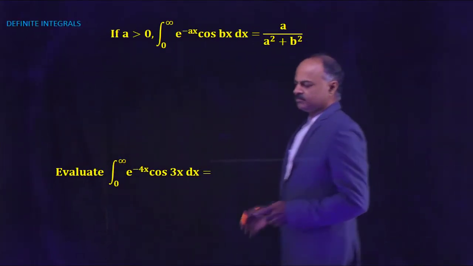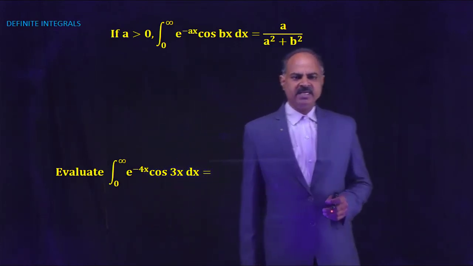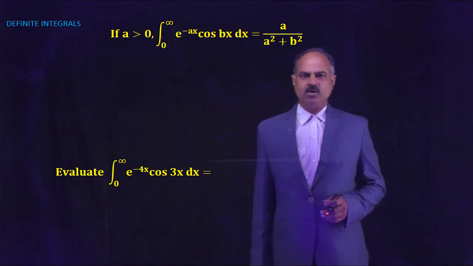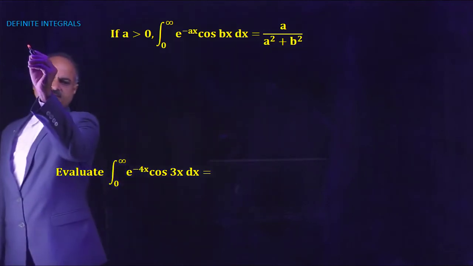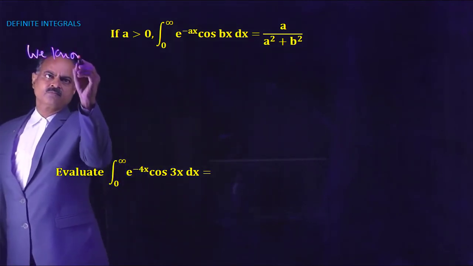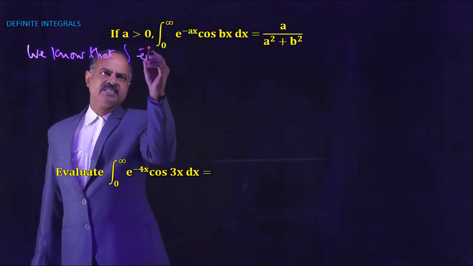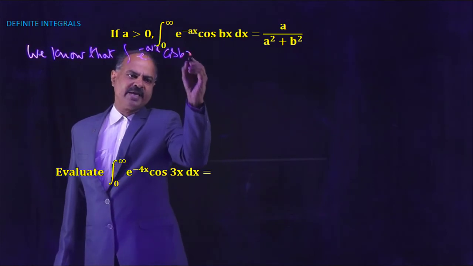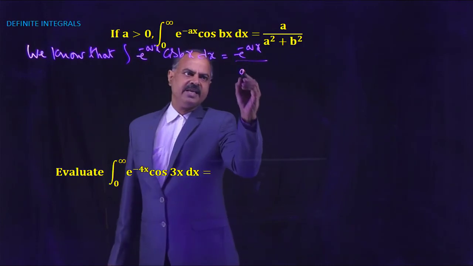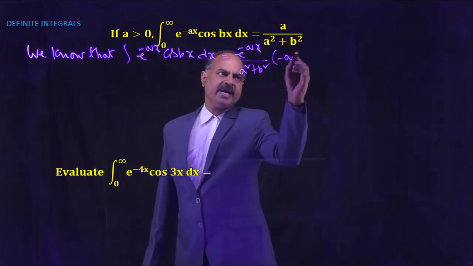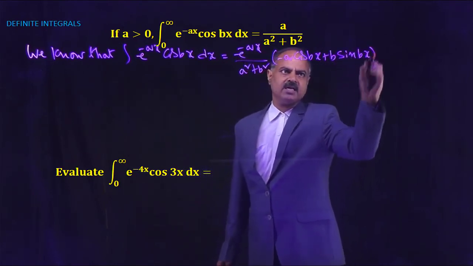Next formula: if a is greater than 0, integral 0 to infinity e power minus ax into cos bx dx equals a by a square plus b square. We know that integral e power minus ax into cos bx dx equals e power minus ax by a square plus b square into minus a cos bx plus b sin bx.